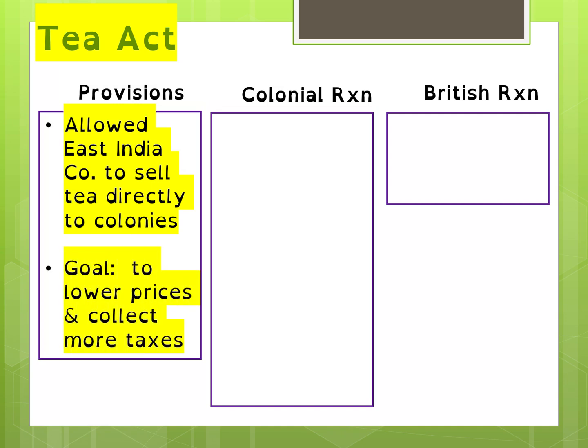The goal here is to lower the price of tea, because if you buy tea direct from a supplier without going through a middleman, it is cheaper. And the British thought, if we can lower the price of tea, maybe the colonists will be more likely to actually buy it legally instead of smuggle it, and therefore they'll pay their taxes on that tea. So that is the goal here, is to lower the price of tea so that the Americans will actually buy it legally and pay the tax.